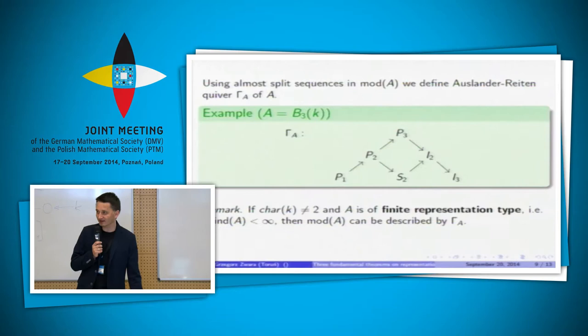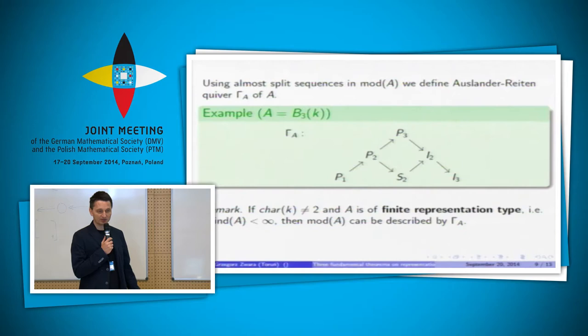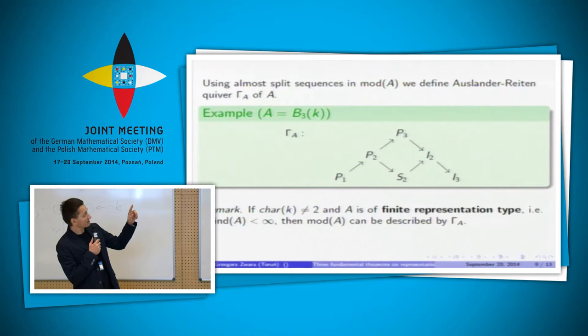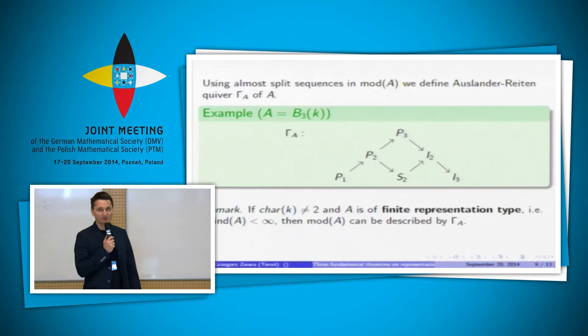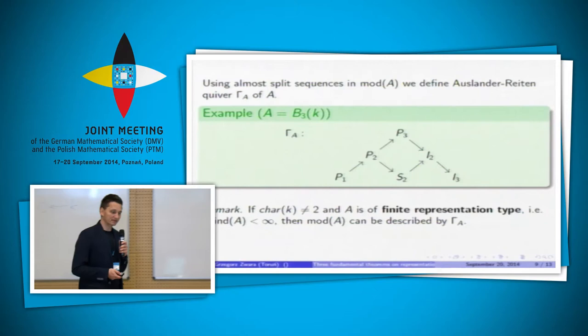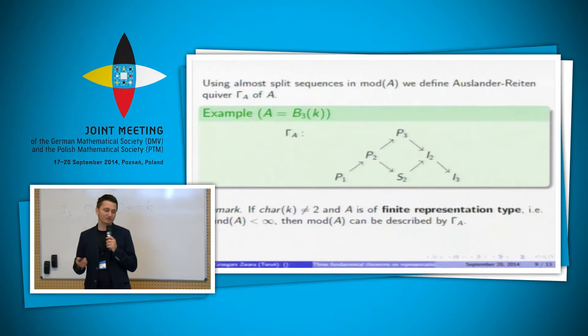In characteristic two, there are some cases where we can have two non-isomorphic algebras with isomorphic Auslander-Reiten quiver. Well, this is not the case in our example, because then we need that this Auslander-Reiten quiver has oriented cycles. Also, knowledge of the Auslander-Reiten quiver in the case of algebras of infinite representation type gives us better understanding. We cannot fully recover the module category, but we can say a lot about it.